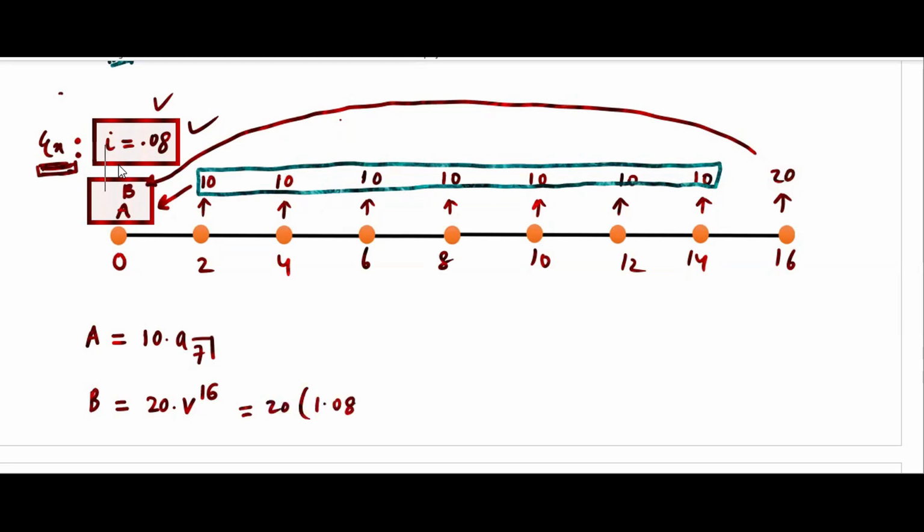We have I as 8% given, so you can directly find it this way: 1.08 power minus 16. B is 1 upon 1 plus I, right? So 1 plus I power minus 1. So that way you can count. Here when you find 10 A7, remember in the formula you have to write 1 minus V power 7 divided by I.